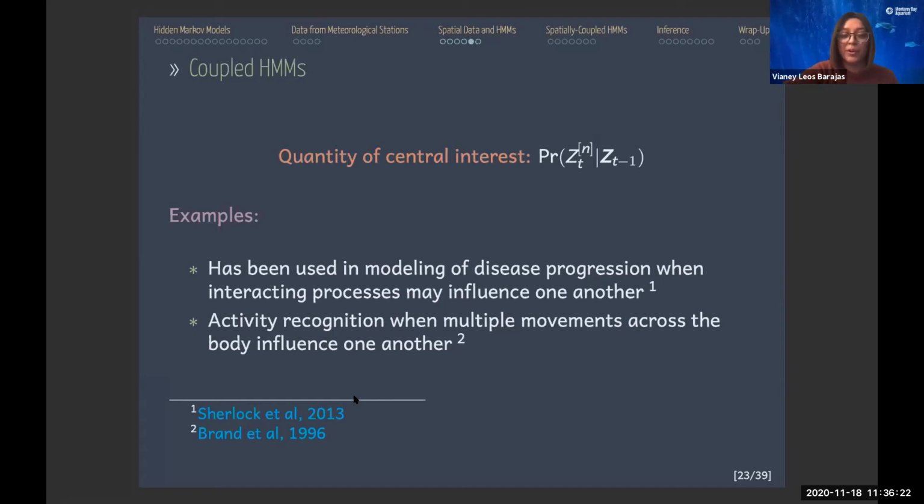But the primary way I've seen it applied in statistics is through progression of diseases. So, modeling of disease progression, when there are maybe multiple diseases that could be interacting with one another, and they might influence one another. There's a great paper, Sherlock et al., 2013, on coupled hidden Markov models. And there's another paper that I'll bring up, but it hasn't really been commonly used.